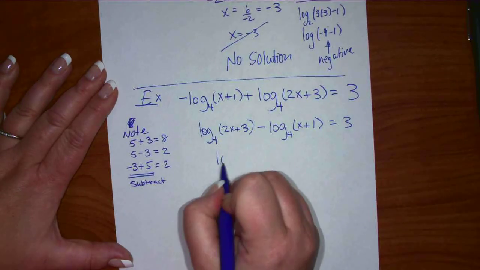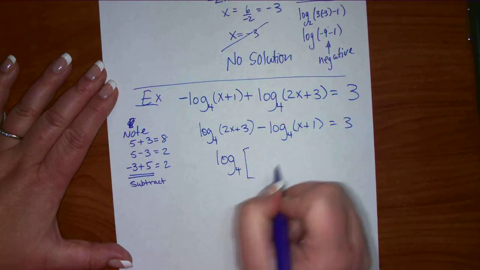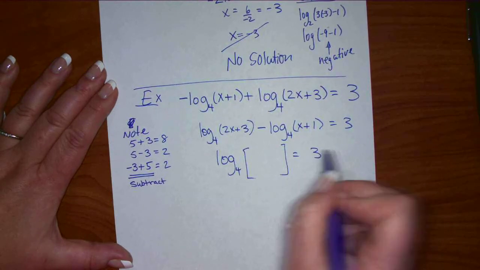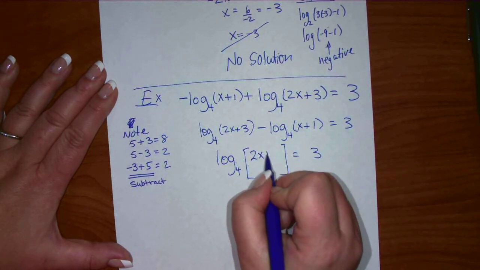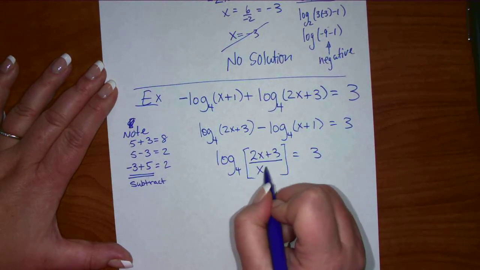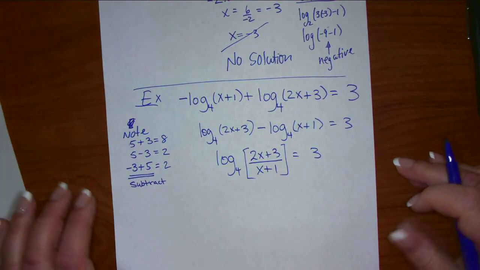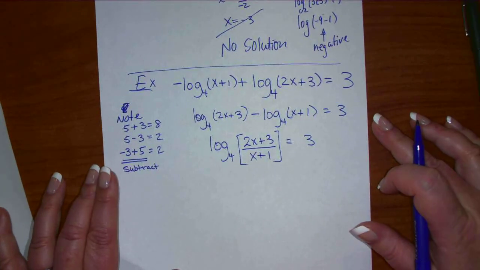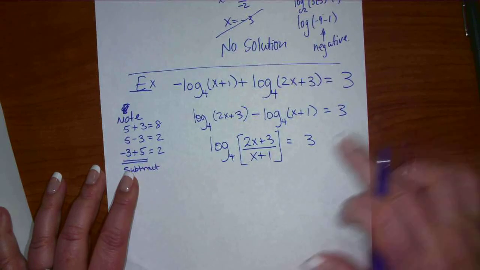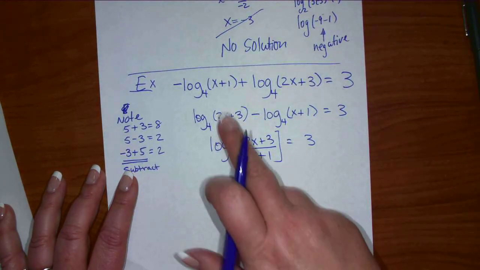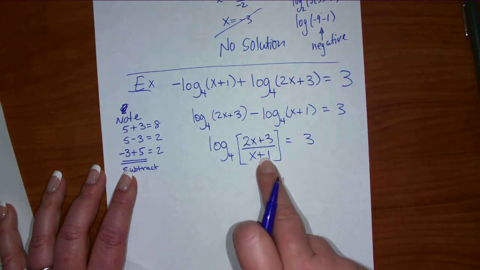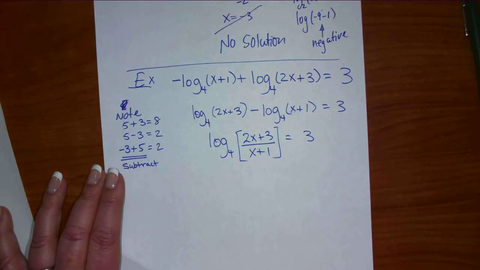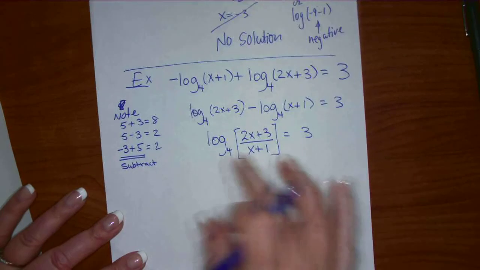You write log base 4, great big argument. On the top is the positive one, and on the bottom is the one you're subtracting. Make sense? So whatever one is negative is the one that goes on the bottom. It's your subtract. Okay? Now what do we do?